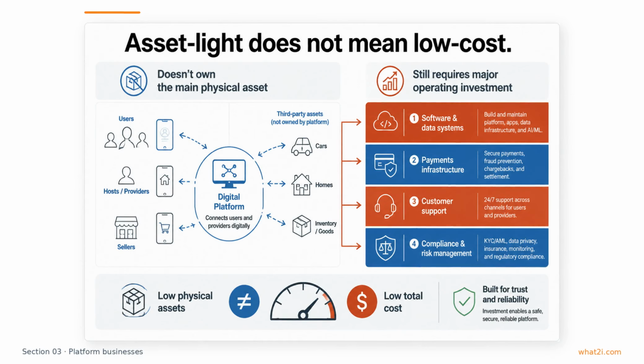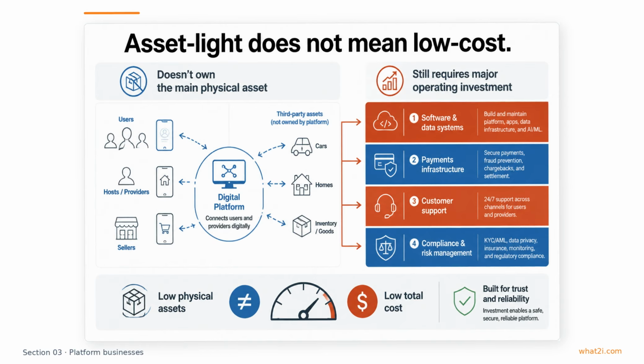Many platform businesses are described as asset-light, but that should not be confused with low cost. A marketplace may avoid owning homes, cars, or inventory, yet still require large investments in software, data systems, and matching infrastructure. Payments operations can be complex and expensive, especially when fraud prevention and compliance are involved. Customer support also matters because two-sided markets generate disputes, questions, and edge cases that need resolution. Risk management and regulatory work can become substantial as the platform scales.